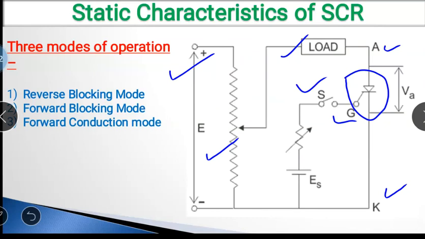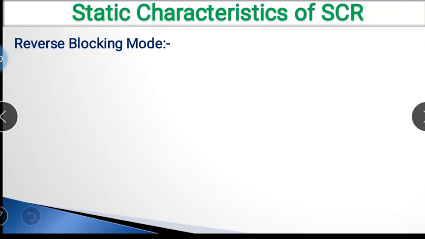For understanding the concept of static characteristic of SCR, we have three modes of operation. First is reverse blocking mode, second is forward blocking mode, and third is forward conduction mode. Step by step we will study these three modes of operation. First we will study the reverse blocking mode. What do we mean by reverse blocking mode? We will understand it by this diagram.